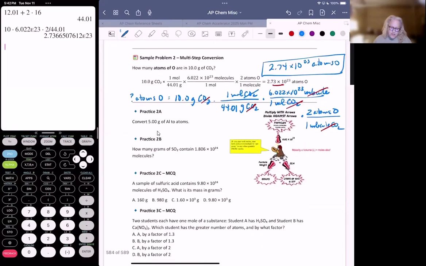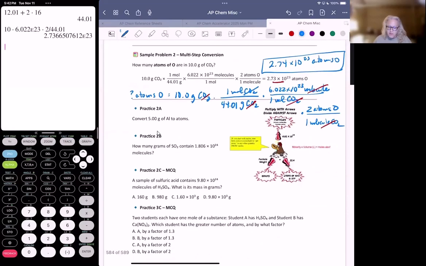So in practice 2A, I want you to convert 5 grams of aluminum to atoms. Since aluminum is an atom, we don't have to go to molecules and then atoms. We can go straight to atoms from moles. So solve that problem. I'll give you a couple minutes and then we'll solve it together.